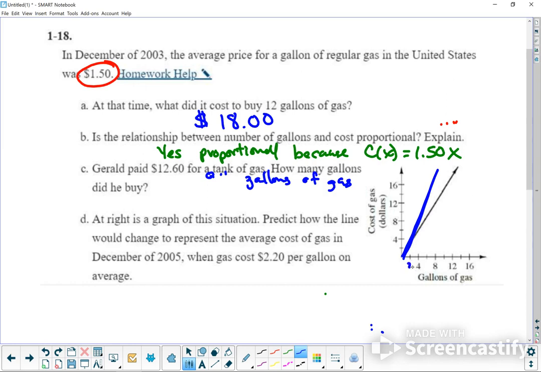Okay. If you think about it, for 2 gallons of gas at 2.20, 2.20 times 2 is going to give you 4.40, right? So I was pretty close. Okay? So if you think about this, at 2 gallons, it's going to be 4.40. So it's going to be roughly right here. And you're going to start here. So it's going to be a little bit steeper. Okay.